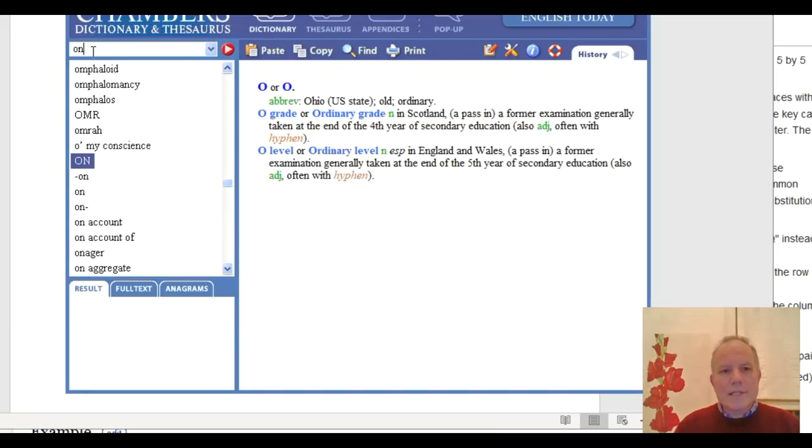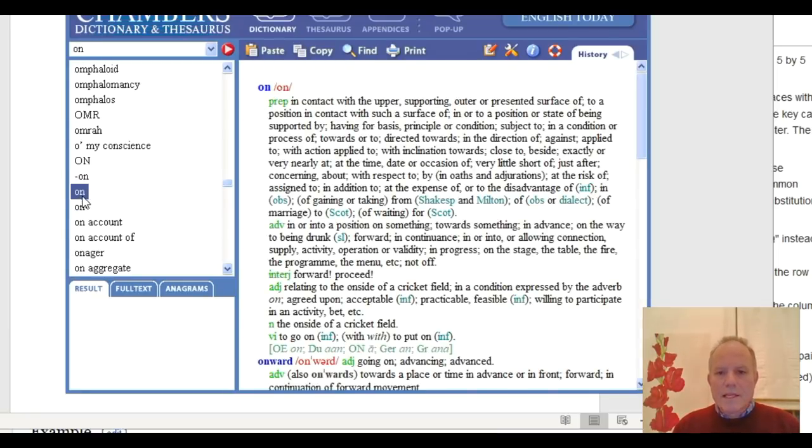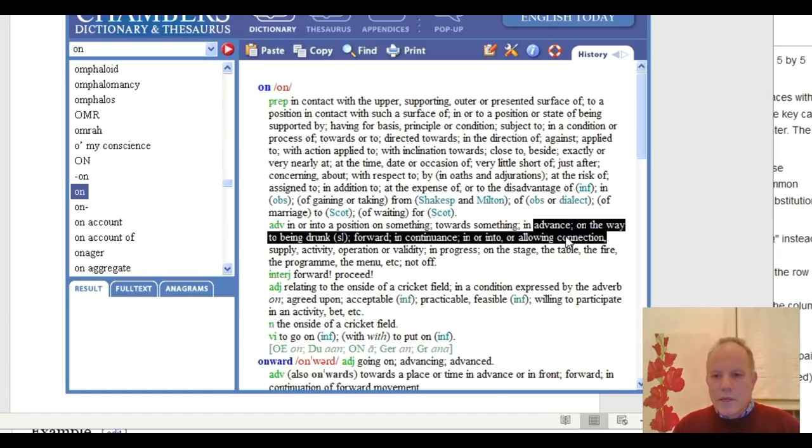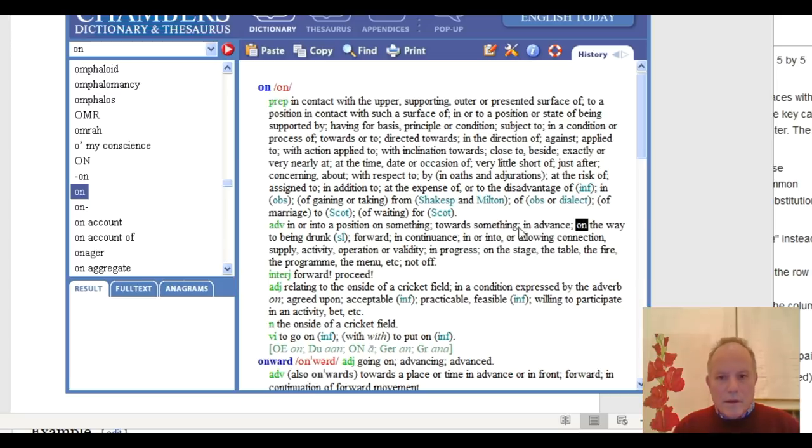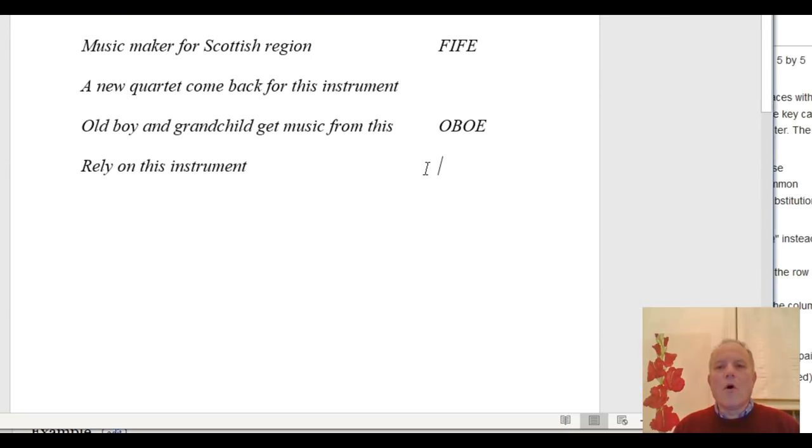Well, what that clue itself relies on is a quite odd part of the definition of the word on. So here, I can't quite highlight the right bit, but one of the definitions of on is on the way to being drunk, slang. And if you had drunk, that would be clearly an anagram indicator. So some setters, particularly hard ones, have used on as an anagram indicator just on its own. I think that's a bit frowned on these days.